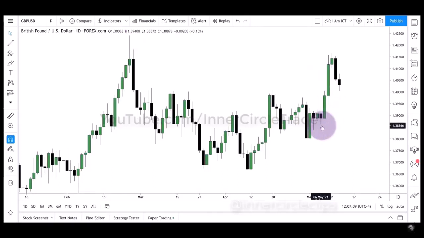There's sell stops below that low. Buy stops above this high. And sometimes that's true and other times it's not.